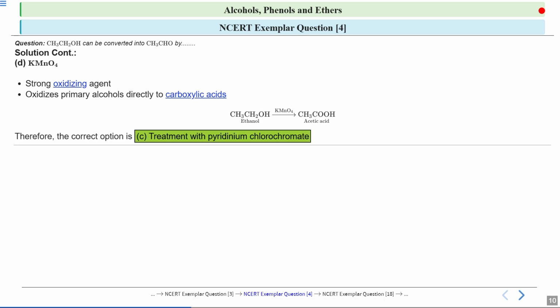Therefore, the correct option is C, which is treatment with pyridinium chlorochromate. This reagent is milder and it allows for the controlled oxidation of primary alcohols to aldehydes without further oxidation to carboxylic acid.